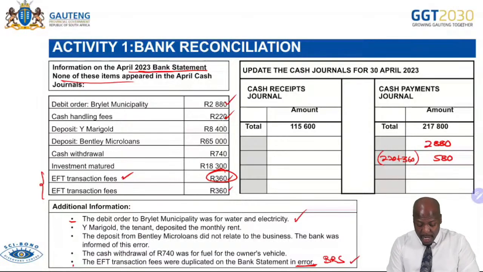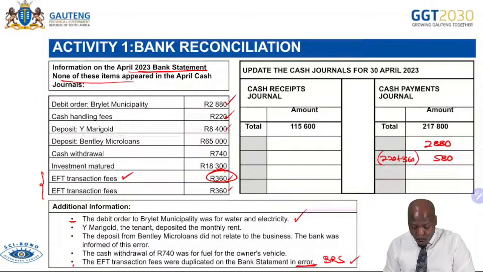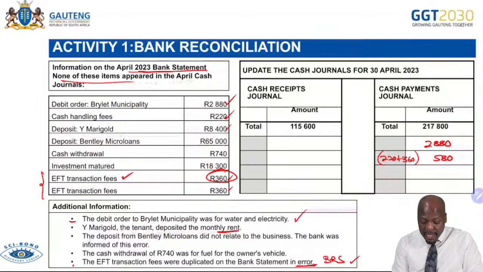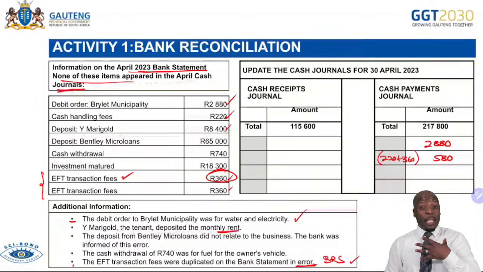I'm moving on to the third one. Deposit Y Marigold, 8,400. Okay, so we have a deposit from Y Marigold for 8,400. We are told here, Y Marigold, the tenant, deposited the monthly rent. So this is money that was deposited into our account. All right, so where do we record this? Remember, it is not appearing in the cash journals. If we receive money, in which journal do we record? We record it in the CRJ. So we come here, it's going to be 8,400.